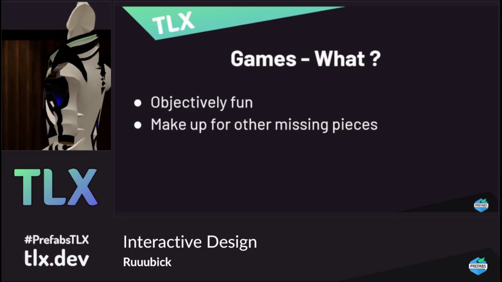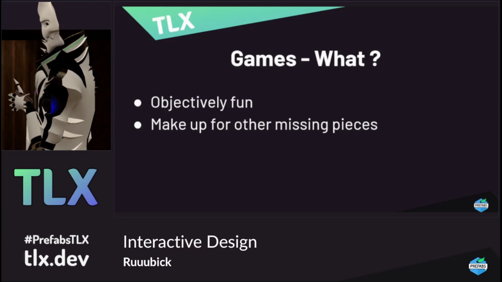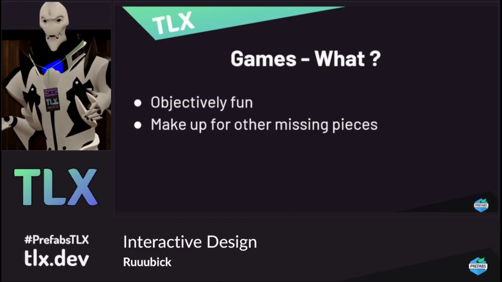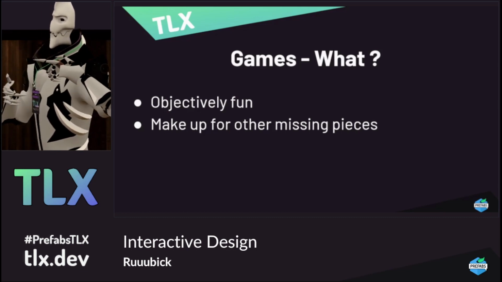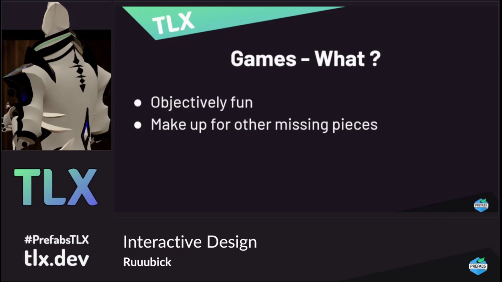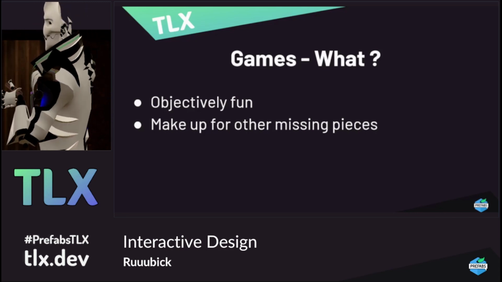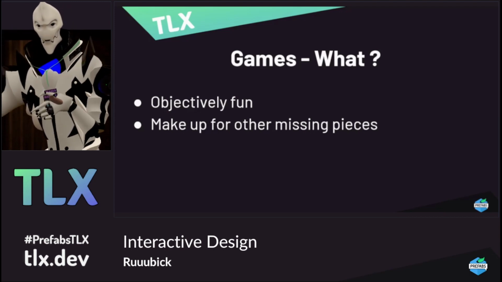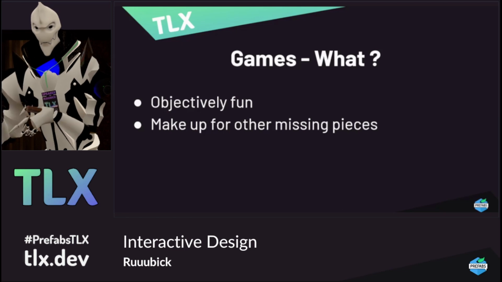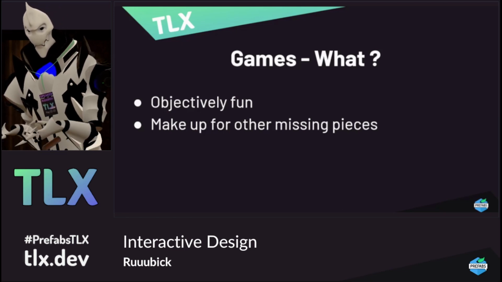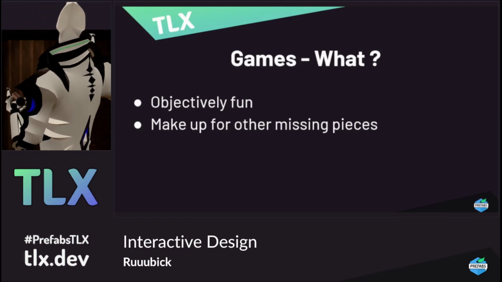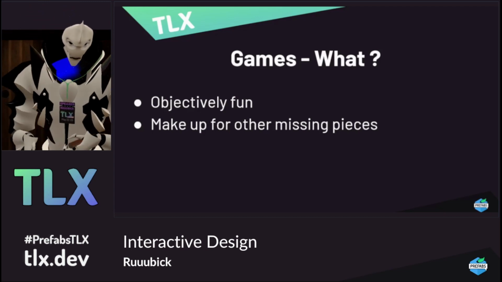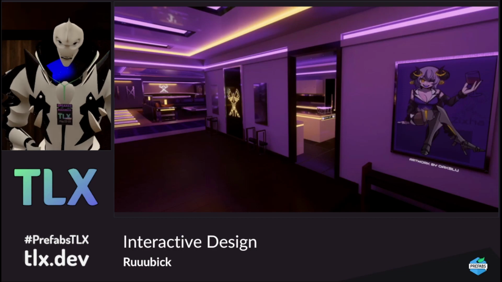Games. So games, again, prefab, they are objectively fun. You've probably seen that most worlds now have a pool table. It's for very good reasons, because it's objectively fun and people enjoy that experience. And games can also, if the world is lacking in terms of interactions on purpose or not on purpose, you can just put down games, because it makes up for the missing pieces of the interaction spectrum. So you might want to rely on games specifically if you're trying to make a hangout world.